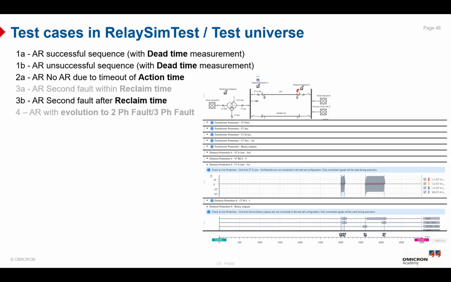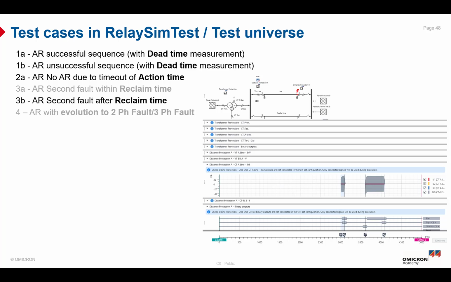The fourth one, which is called 3A, is the AR second fault within the reclaim time. In this test, we will simulate the second fault within the reclaim time, and the AR function gets blocked by the relay, and the second trip will be issued with approximately 400 milliseconds, which is the Z2 trip time delay. Okay, 3B test case is the AR second fault after the reclaim time. After the reclaim time means that the AR was successful.